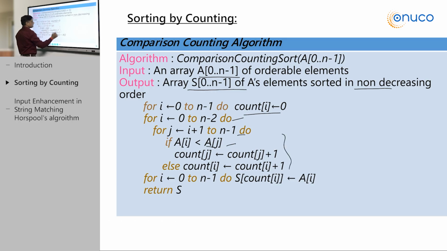Once we complete this, after counting in the iterations, we do the assignment of the actual array elements based on the count of I index. So count of I becomes the index of sorted elements. Here we write I is equal to 0 to n minus 1, do S of count of I is equal to A of I, and return S as the sorted array. I repeat, count of I is going to be the index of sorted elements.